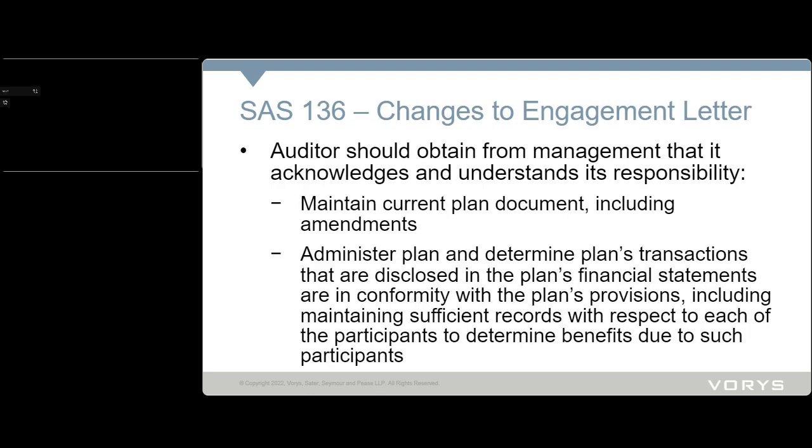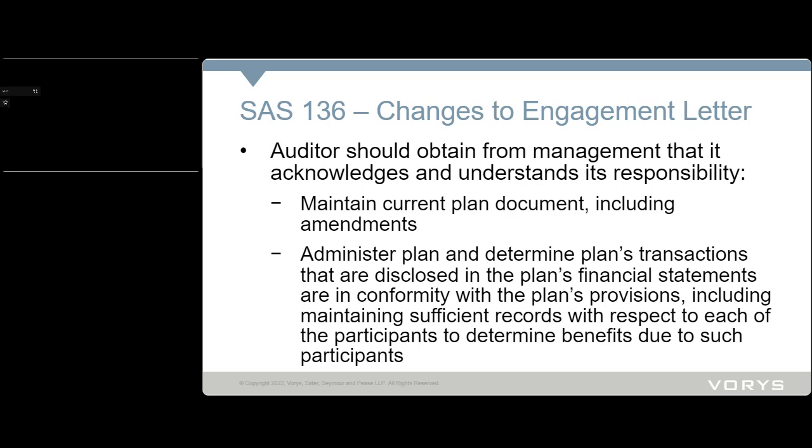I want to look at some changes that SAS 136 makes to the engagement letter. We're going to talk about the engagement letter changes, changes to the management responsibility, and then changes to the actual form. So let's talk about the engagement letter. The auditor now has to put certain things in there and has to obtain certain representations and certifications from management. And again, that might be your committee if you've delegated authority.